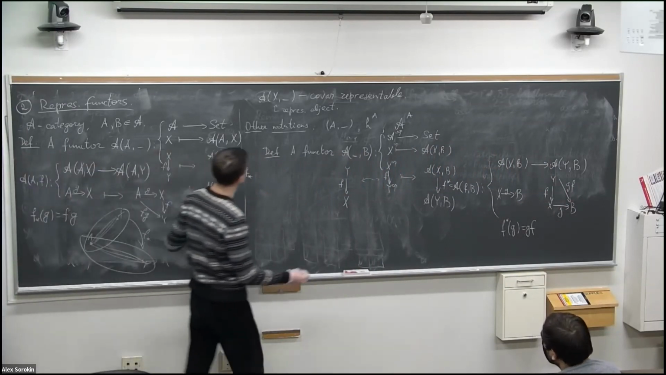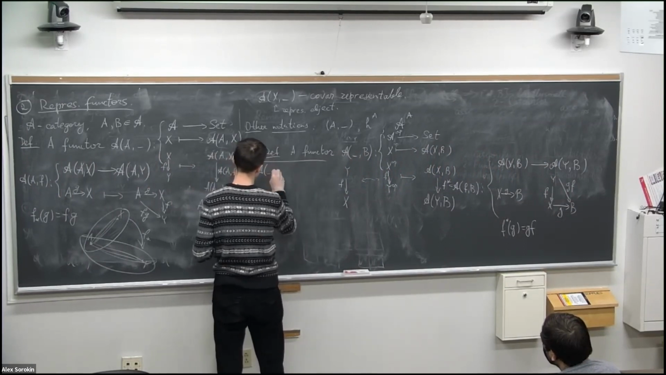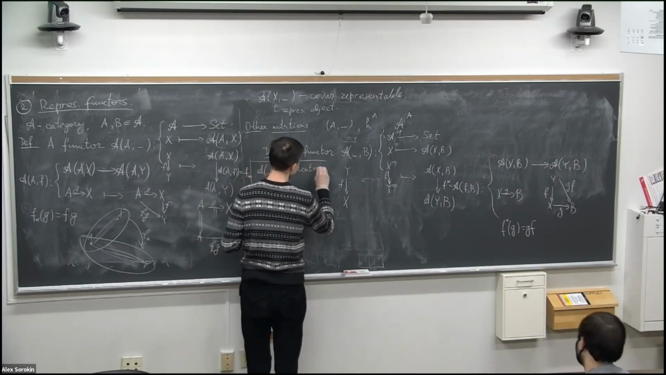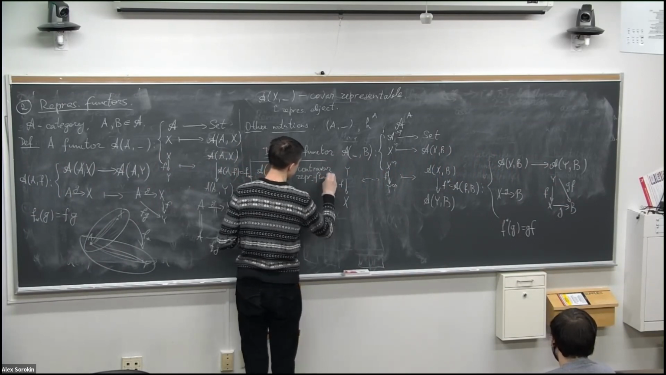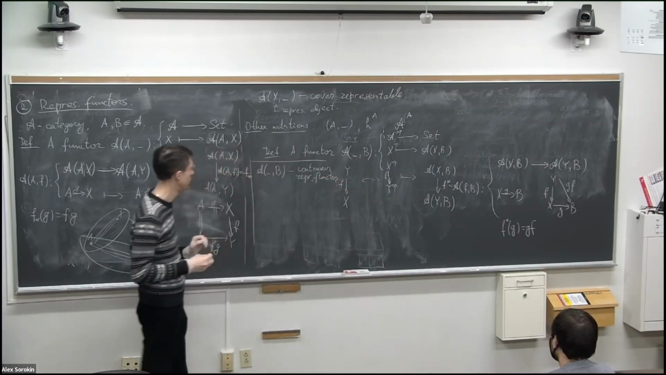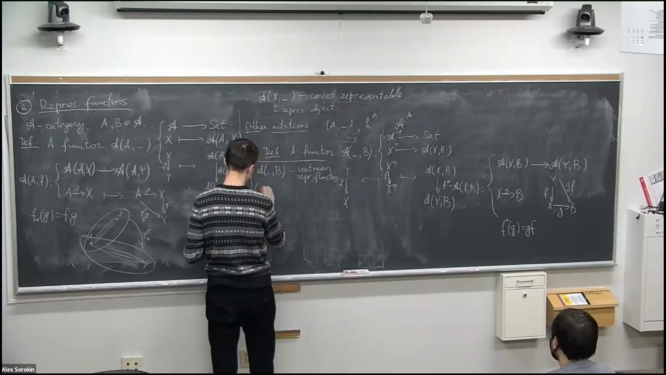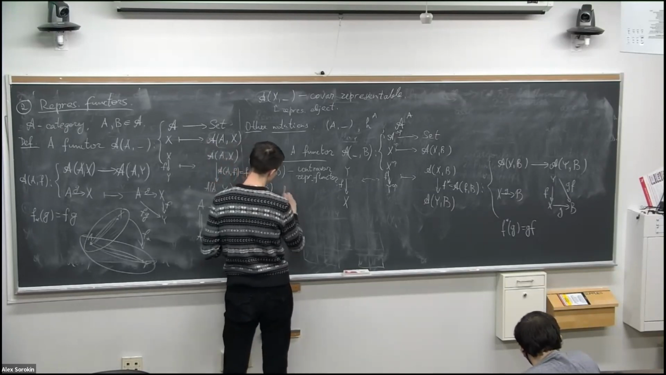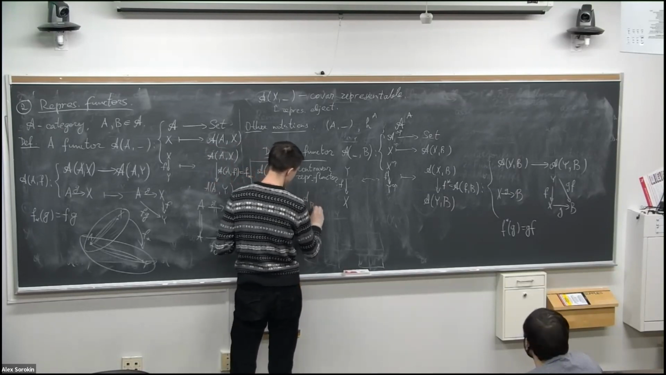Then A is a contravariant. Other notations are like comma B, A over B, and A over B.